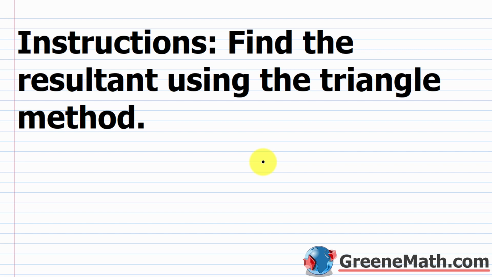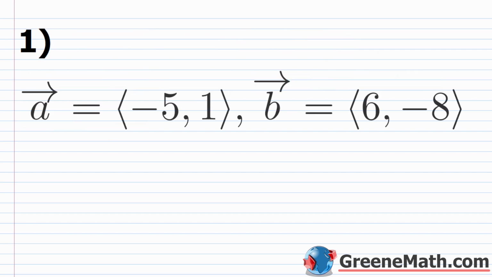All right, let's take a look at the practice test. So for the instructions, we're asked to find the resultant using the triangle method. So first and foremost, when we say we want to find the resultant, or sometimes the book will say the resultant vector, this just means we're finding the sum of 2 or more vectors. Now, when we talk about the triangle method, this is a way to show the addition of vectors geometrically. So we're going to do this on a coordinate plane.